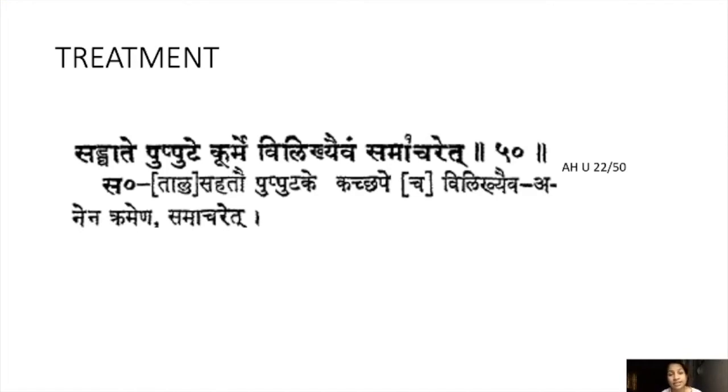As I mentioned, the treatments are mentioned together. Sankhade, Puppude, Kurme, Vilikhevam Samachare. This is according to Ashtanga Hridaya. So for Mamsa Sankhada, Talu Samhati, Talu Puppuda, Kachapa Talu, we can go for Vilikhevam, Lekhana Samachare. So Lekhana can be given, and after that you can follow the treatment mentioned for Galashundika. First you have to go for Lekhana, and after that you can go for the Galashundika treatment.